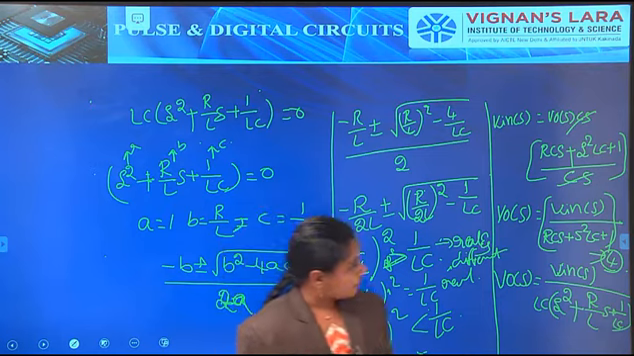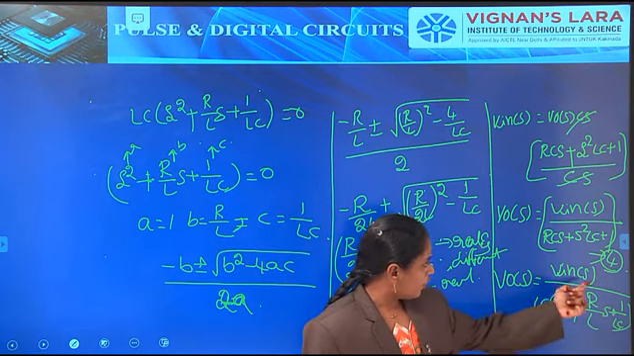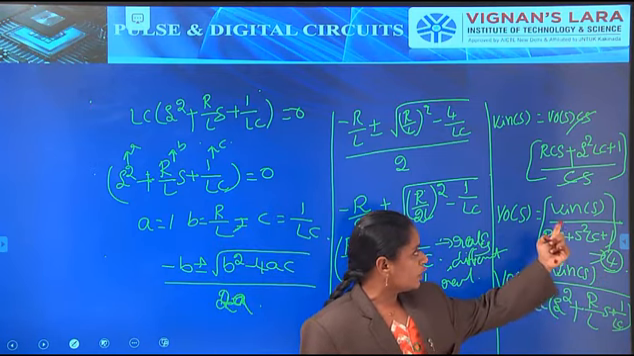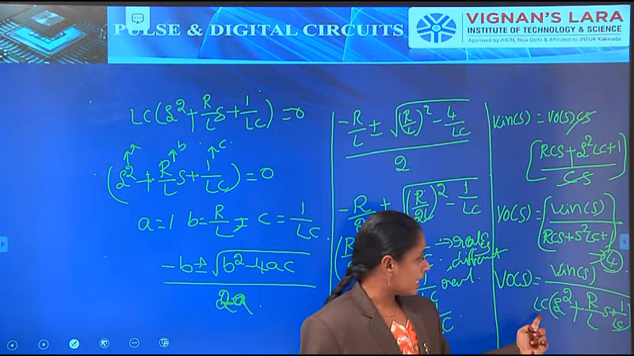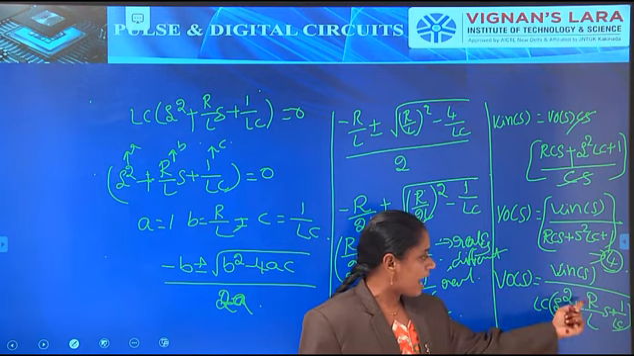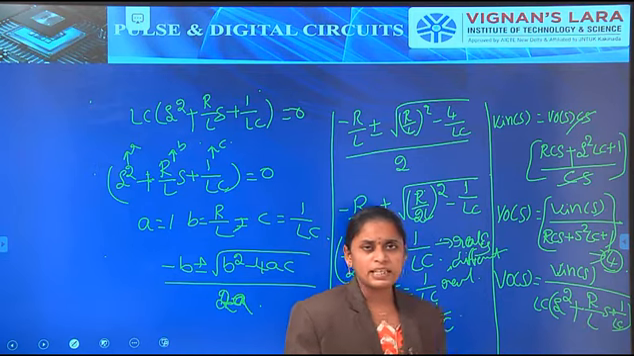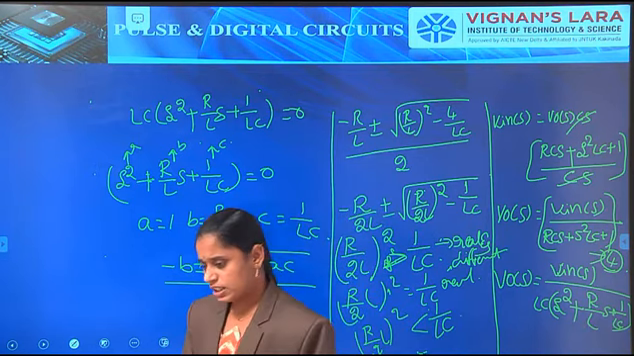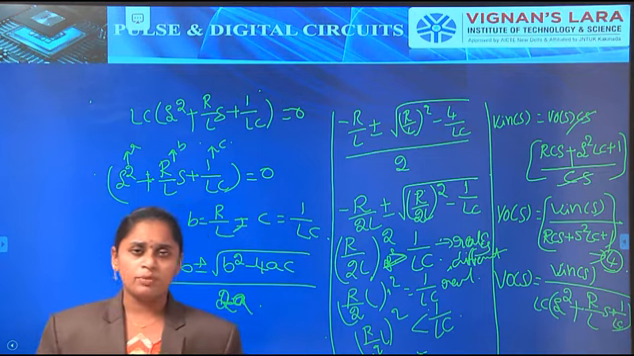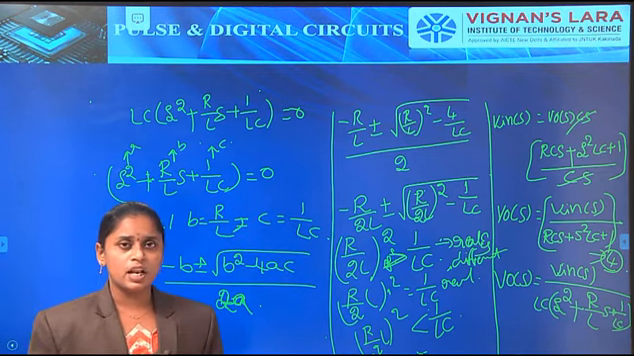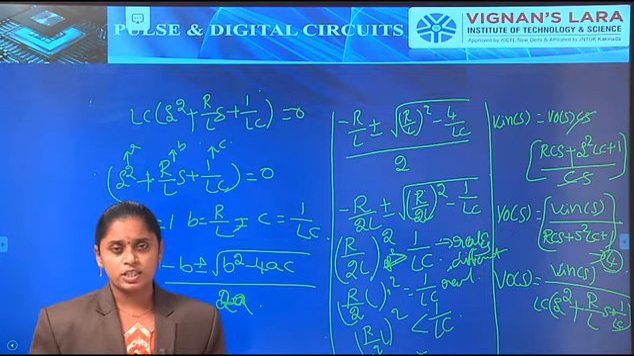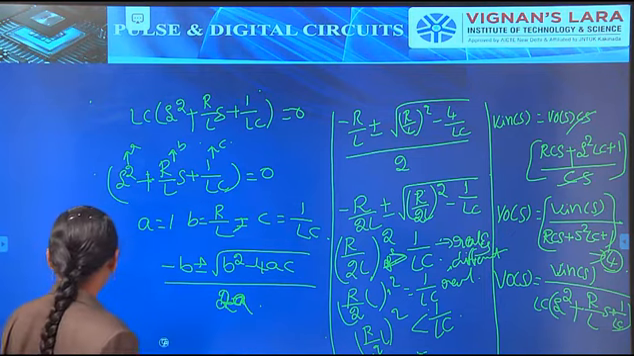From equation number 4, we observe that V₀(s) is equal to V(s)/LC into s² + (R/L)s + 1/LC. Here I am not applying any input signal, not a step signal or any signal; I am not considering the input signal, I just have to realize the circuit. Now I am applying an input signal and we have to find the V₀(s) value. So what is V₀(s)?